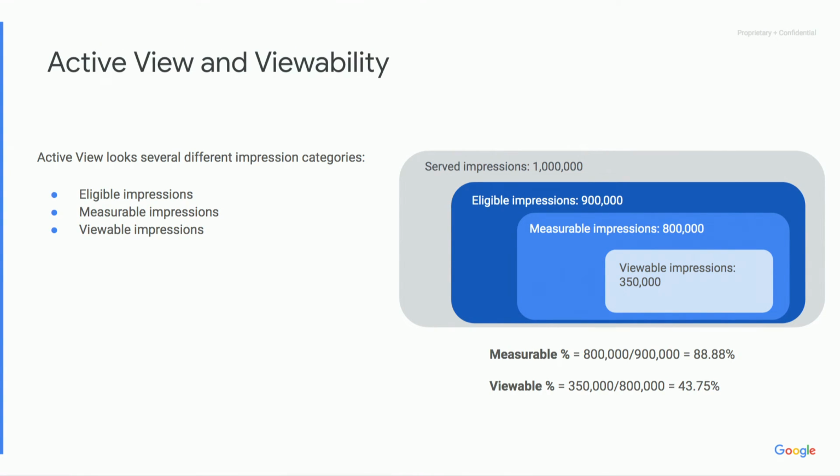Now, to calculate the viewable percentage, look at the viewable impressions compared to the measurable impressions. When we divide the two, we get 43.75%. So really this means that about 44% of your measurable impressions are viewable.